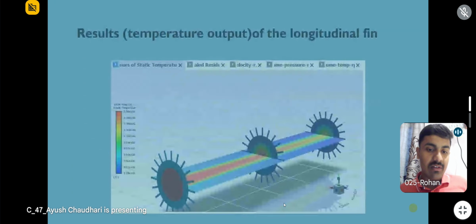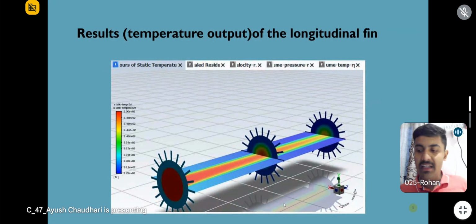So next one. Basically, the results of the longitudinal fin, that is the temperature output. Here we can see that the orange color, at the extreme left of the photo, is describing that the temperature over there was extremely high at the inlet. That means the fin is given the high temperature refrigerant at the inlet, and the fins are doing their work, and passing the cooled refrigerant to the VCR system or the system they are used in.